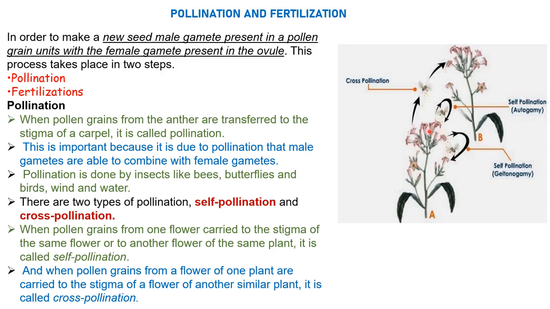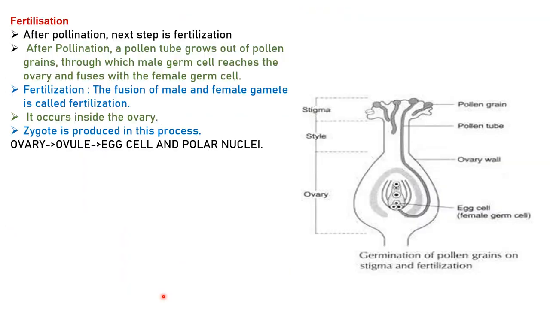The flowers which are taking part in this process have to be of the same species, right children. And when pollen grain from the flower of one plant is carried to the stigma of a flower of another similar plant, it is called cross-pollination, as we have done, right. So let's take another point, that is fertilization. Now what is fertilization?